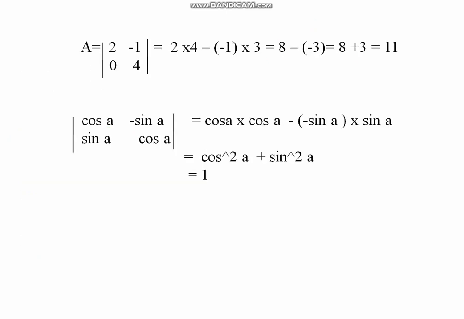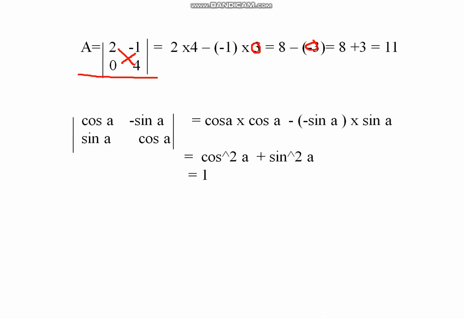Now let's see another example. Find out the determinant of A matrix, where A matrix is [2, -1; 0, 4]. According to the definition, cross multiplication and subtraction. So 2 into 4 minus (-1) into 0. Here 2 into 4 is 8, minus 0.